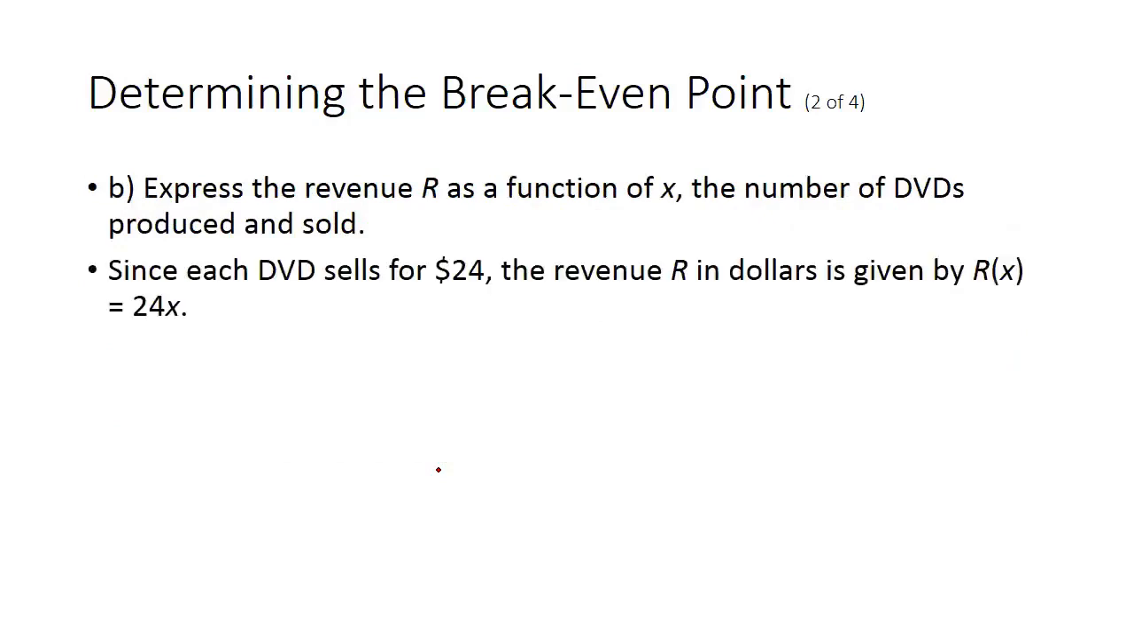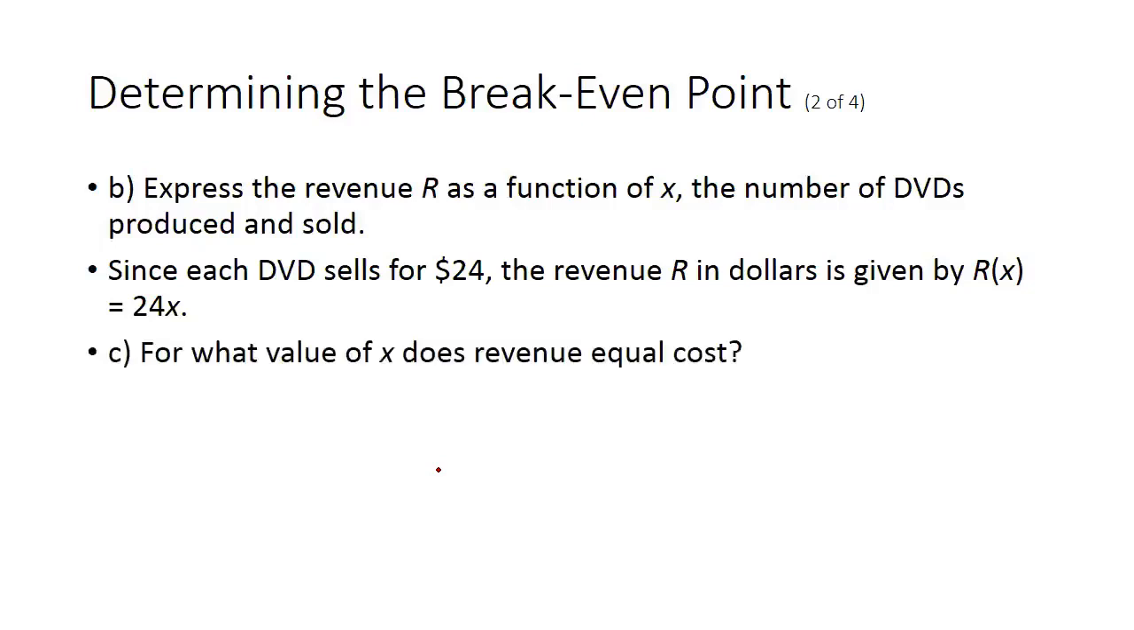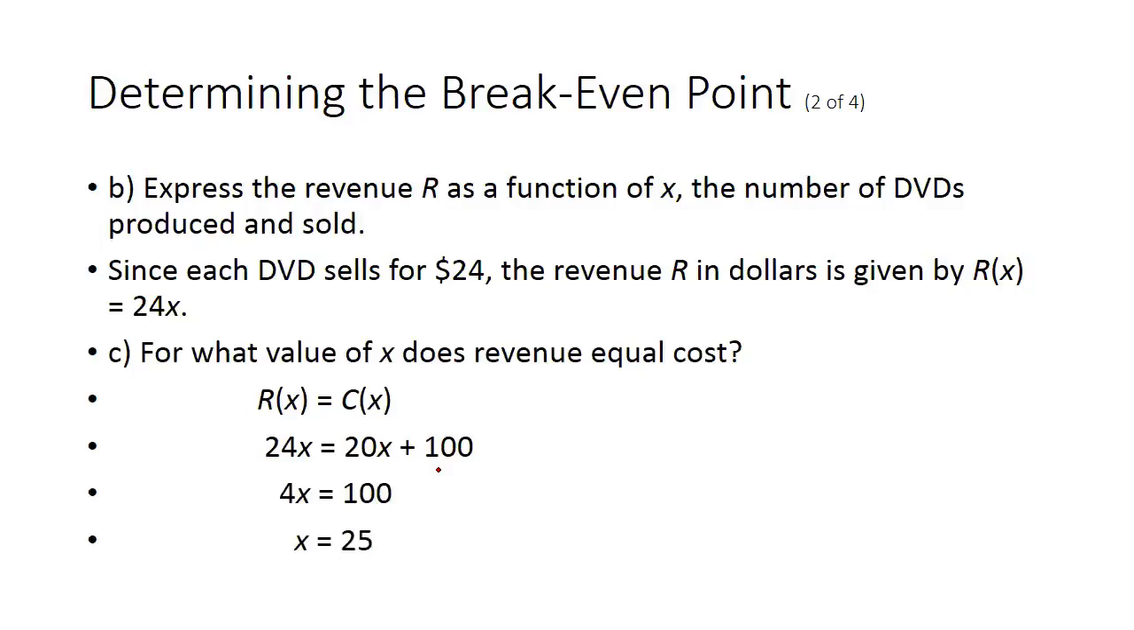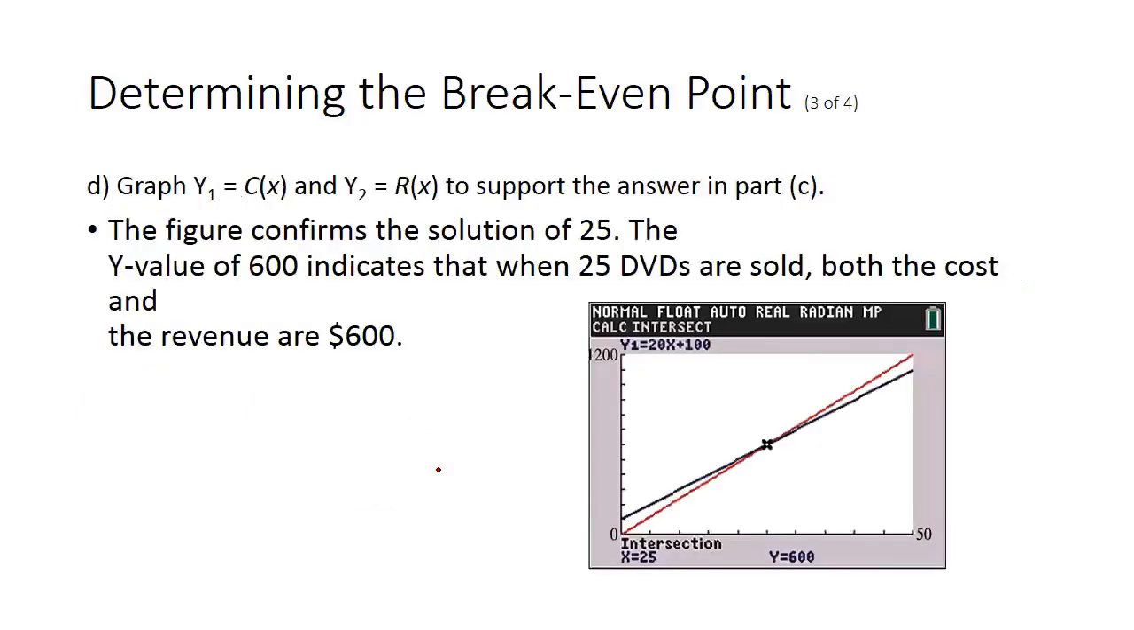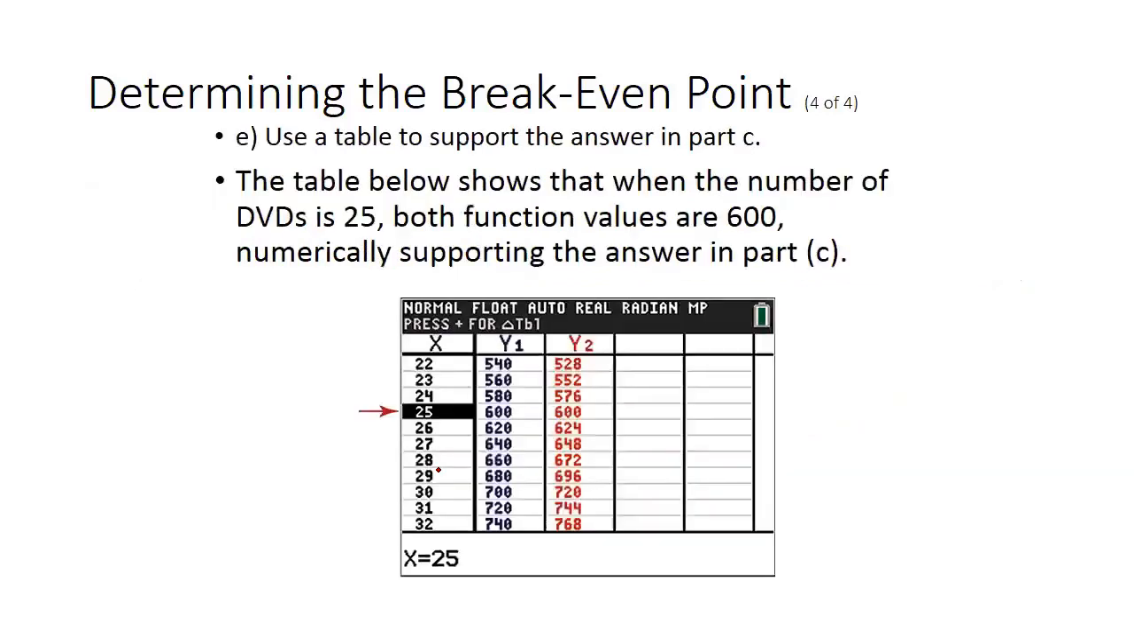Express the revenue. Since the DVD sells for $24, the revenue R would be 24 times X. The number of DVDs you sell is X times 24, that would be your revenue. So find the value X where revenue equals cost. So this would be my equation. When R of x becomes C of x, then 24x equals 20x plus 100, and just simply solve for x. So x would be 25. We can also graph that and confirm that with your calculator.